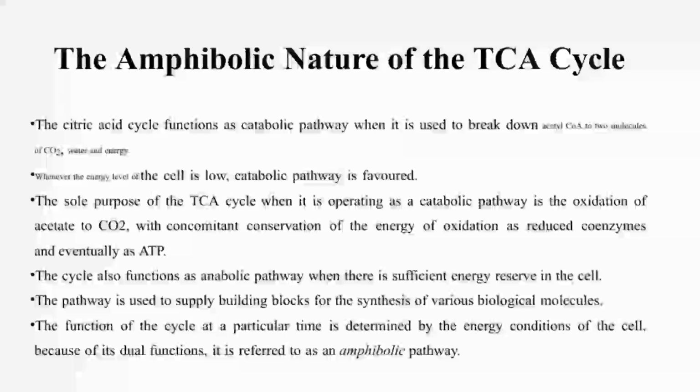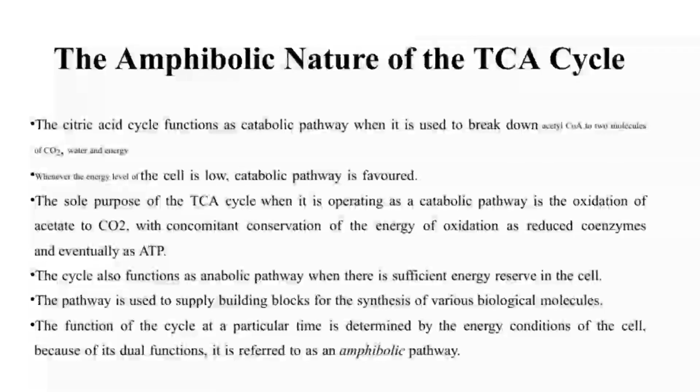When it functions as a catabolic pathway, its main role is to break down acetyl-CoA into 2 molecules of CO2, water, and energy. This process is especially important when the cell's energy levels are low, because in that state, the cell favors breaking down molecules to generate energy. The primary goal here is to oxidize acetate, capturing the energy released as reduced coenzymes, which are then eventually used to produce ATP. But the cycle doesn't only work this way.